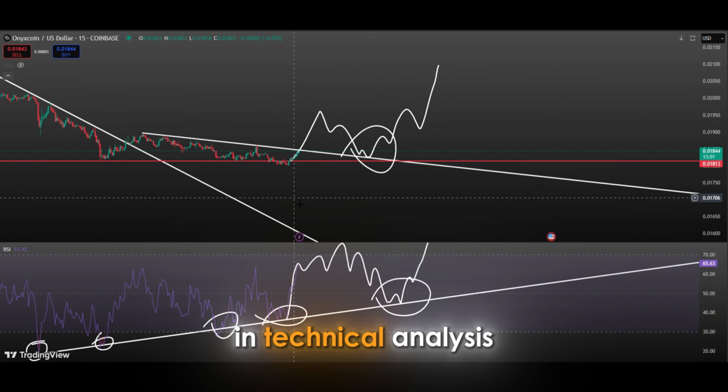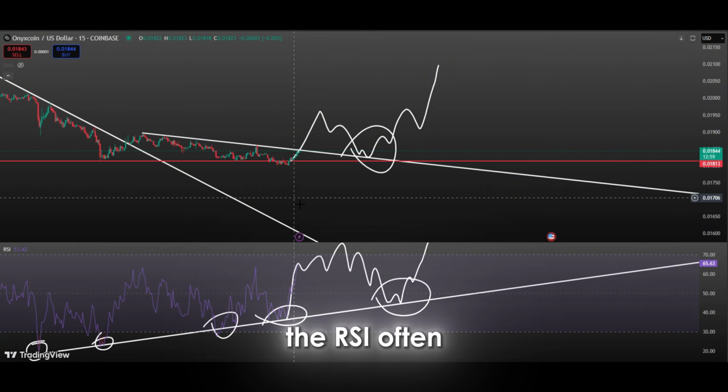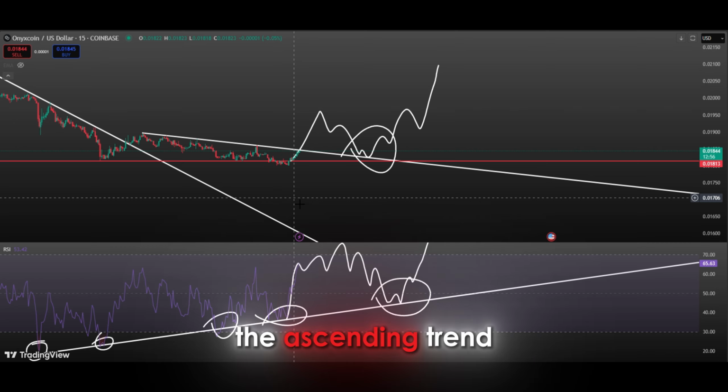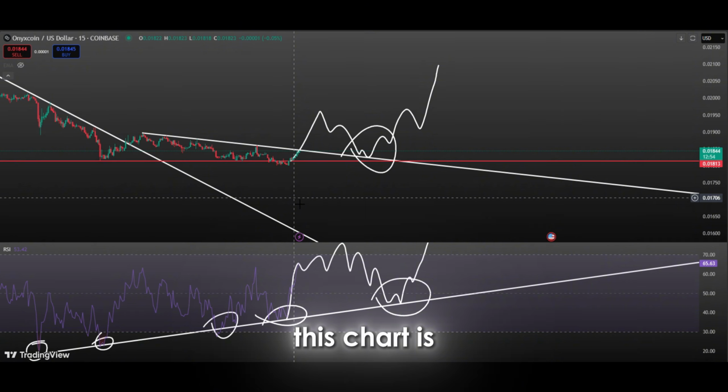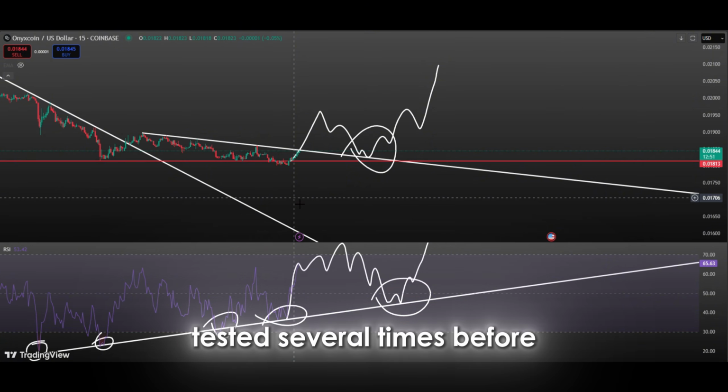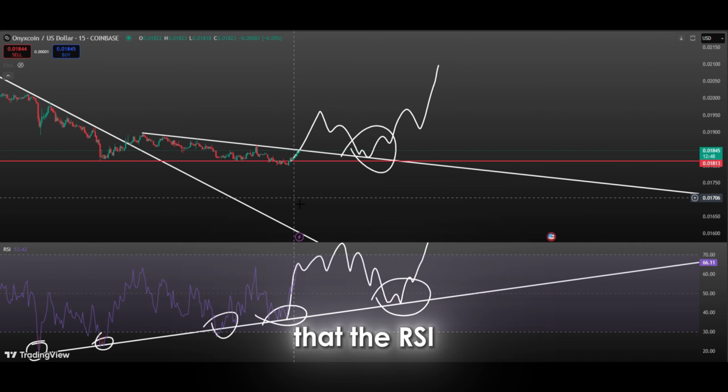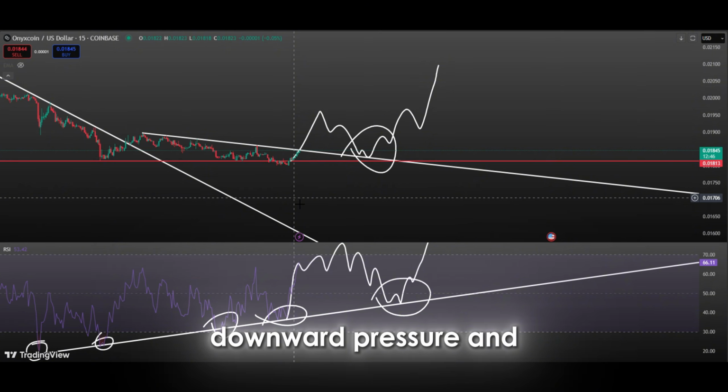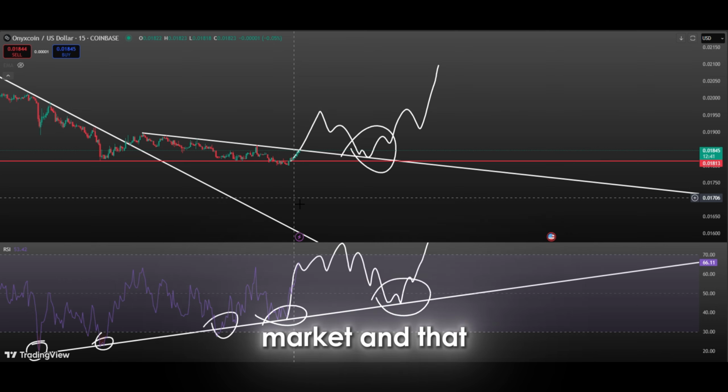In technical analysis, trend lines on the RSI often work as support or resistance. In this context, the ascending trend line seen on this chart is a strong dynamic support for the RSI. It has been tested several times before, and each time it has worked successfully, making it clear that the RSI is resisting downward pressure and then gaining positive momentum with upward movements. This suggests that the buy side remains strong in the market, and that earlier declines are being treated as buying opportunities.